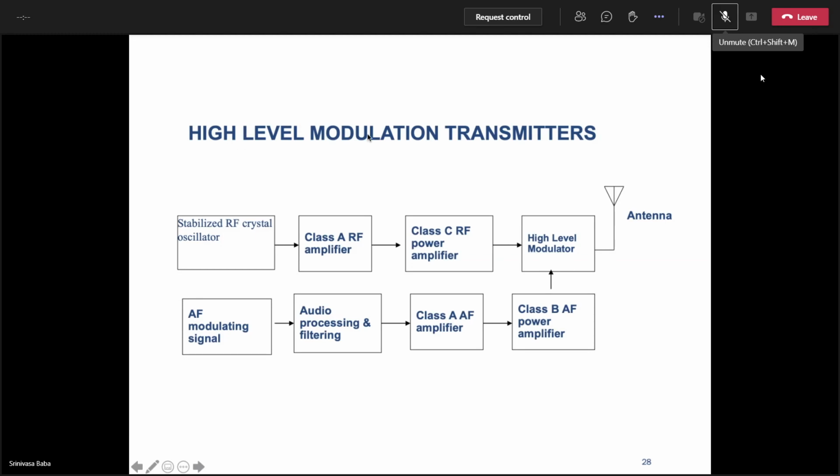So power level before modulation is high. So we use Class C power amplifiers. This is the only addition. Except for this, low level and high level block diagrams are the same. Here, before modulation, we are using a high power carrier signal. So if you want to boost the signal strength before modulation to a higher level, we need to use Class C power amplifiers.